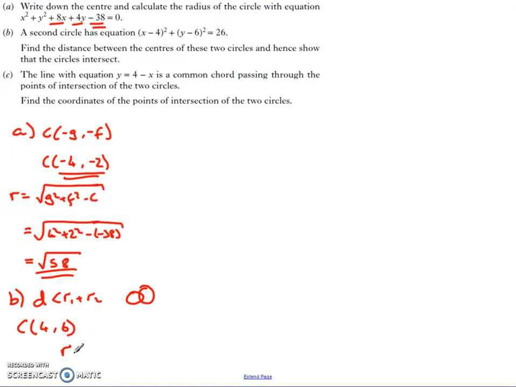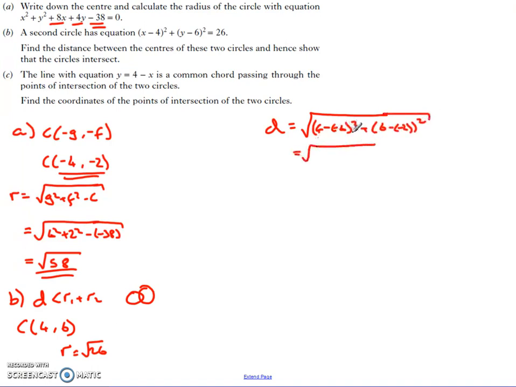So if r squared is 26, the radius is equal to the square root of 26. So now what I can do is calculate my distance and see how it compares. For this one, I know my distance is equal to the square root of (x1 minus x2) squared plus (y1 minus y2) squared of the two centre points. So it's the square root of (4 take away negative 4) squared, plus (6 take away negative 2) squared.